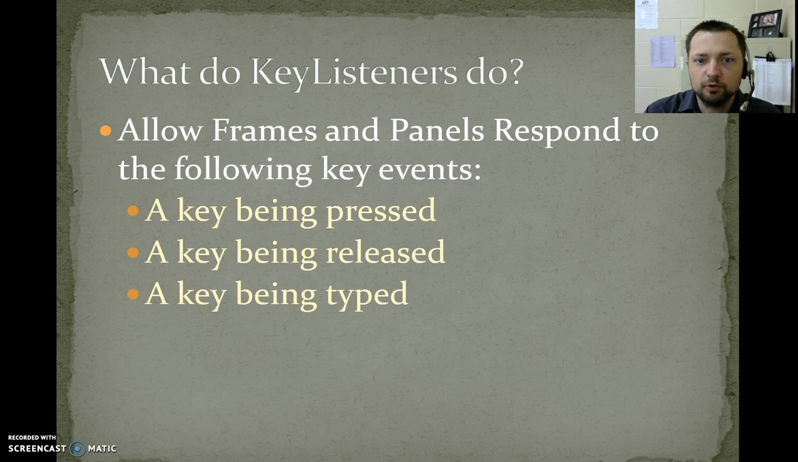A key being pressed, that's when a key is pressed down. A key being released, that's when a key goes up. And a key being typed, that's when a key goes down then up. Or, if you continually hold down a letter like D, it'll produce multiple key types. Every time something appears on the screen, you get a key typed.